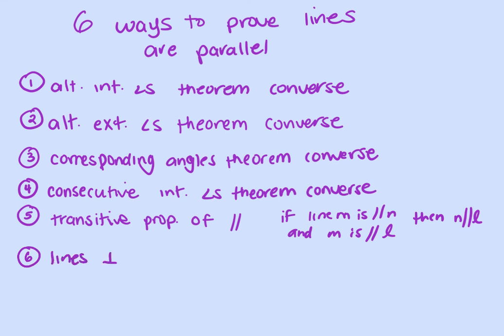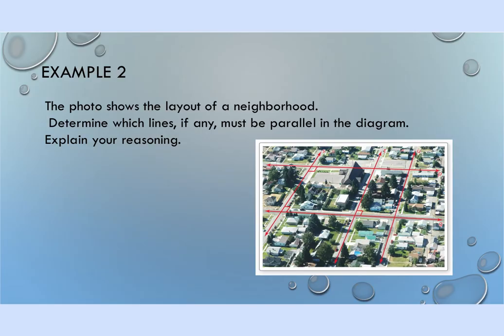And then we just added lines perpendicular to a transversal, which basically just says if two lines are perpendicular to the same line, then they are parallel. So the names are pretty easy. If you forget that name at the end, then just know what it says, which is if two lines are perpendicular to the same line, then they're parallel to each other. Do we memorize?